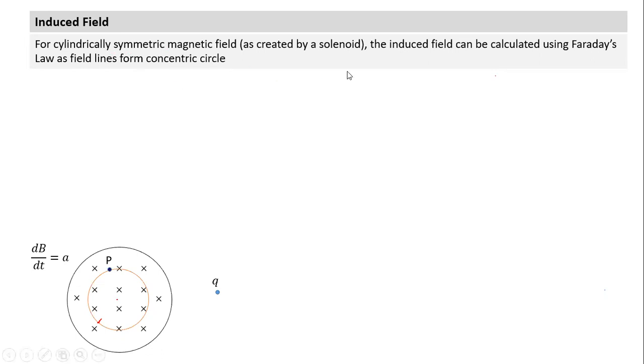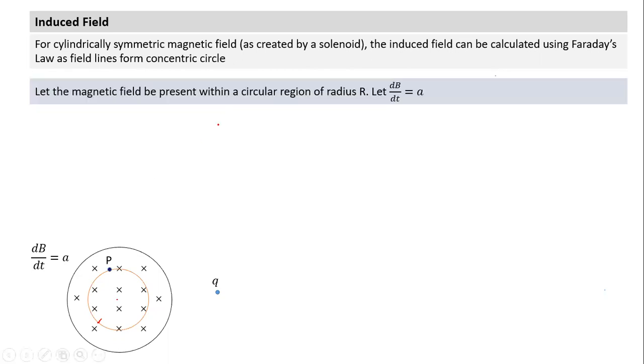It could be some other source also. Let's see how we calculate it by applying Faraday's law. Suppose I need to calculate the magnetic field present here, which is varying as dB/dt equal to A. If it is positive, it indicates the magnetic field is increasing with time. And let's say this is the area where the magnetic field exists.